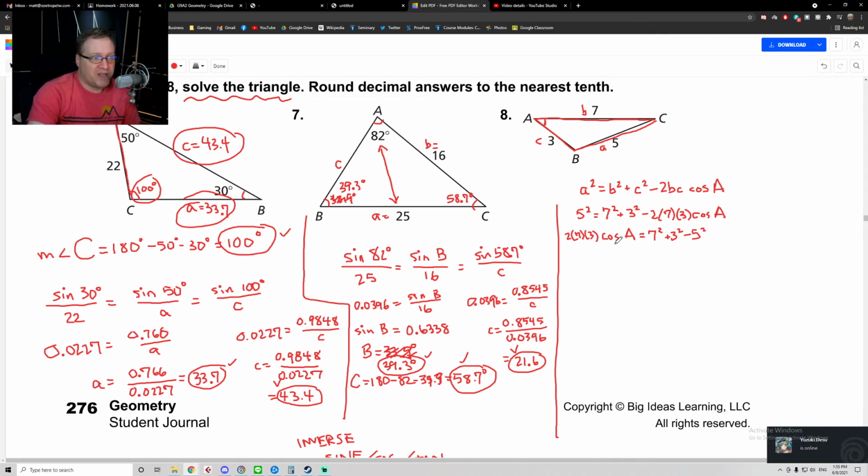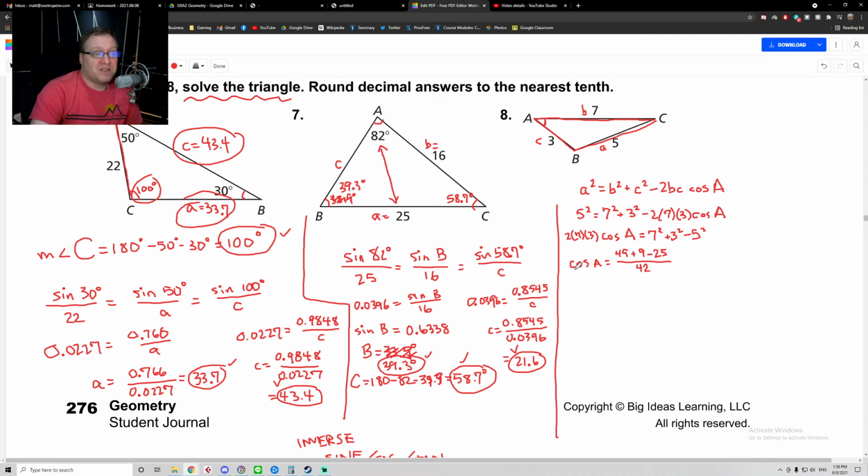Well, then we can continue to solve. We want to solve for cosine A. So cosine A is going to equal all of this stuff. Let me change it into numbers now. 7 squared is 49 plus 3 squared is 9 minus 5 squared is 25. Then we divide everything by 2 times 7 times 3, so that we just have cosine A over here. 2 times 7 is 14, times 3 is 42, so it's 42 on the bottom.